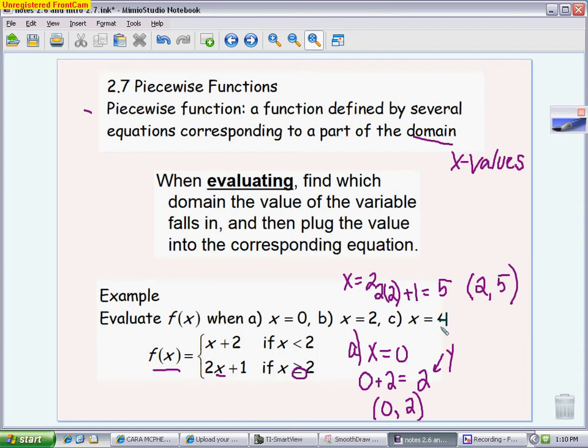And then the last one, x equals 4, again, making the decision. 4 is not less than 2, so you're not using the top equation. 4 is greater than 2, so you're going to use the bottom equation. And really, you can start doing this in your head. You don't need to show a lot of work. Put it into the bottom equation. You end up getting 9. So again, you can say your answer is 9, or you can write the point (4, 9) is the point on the piecewise graph.